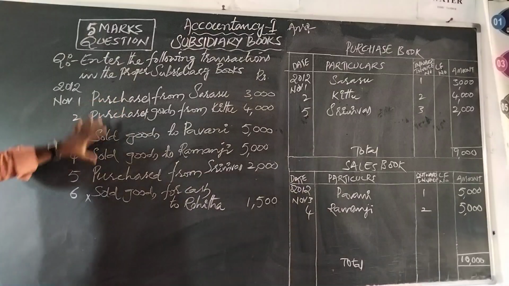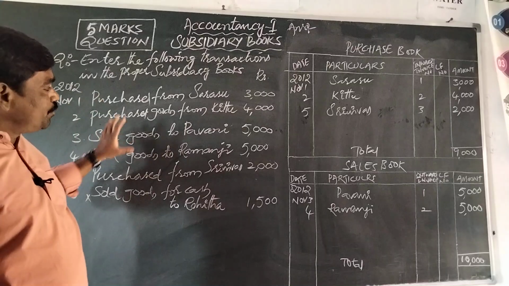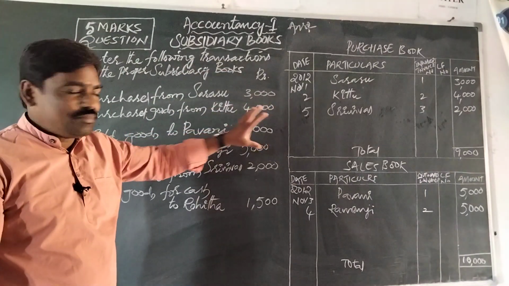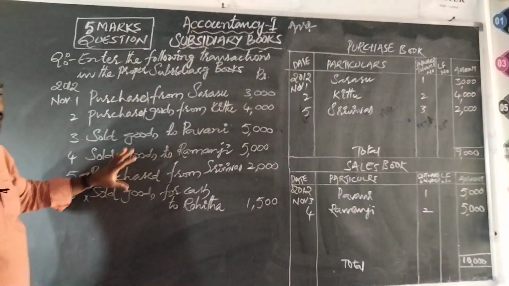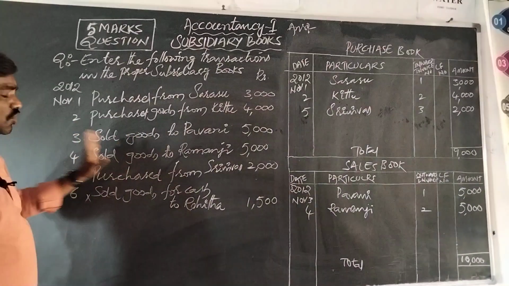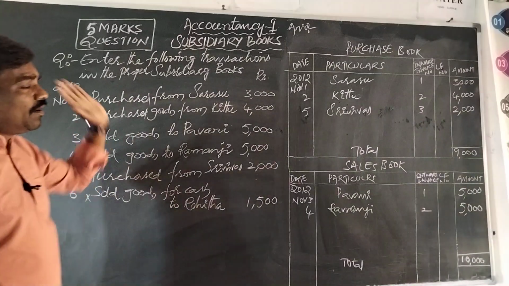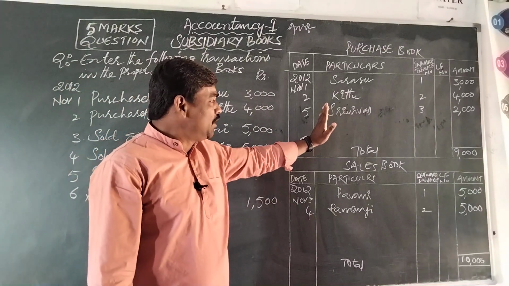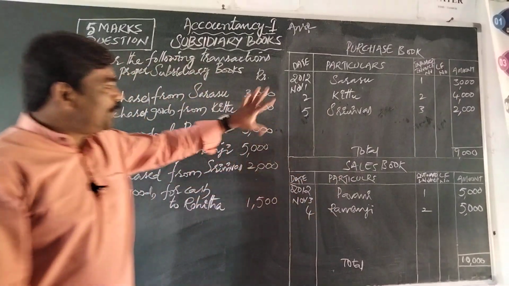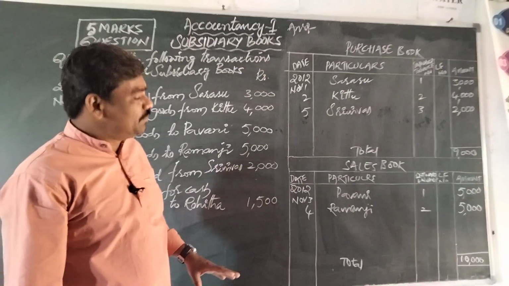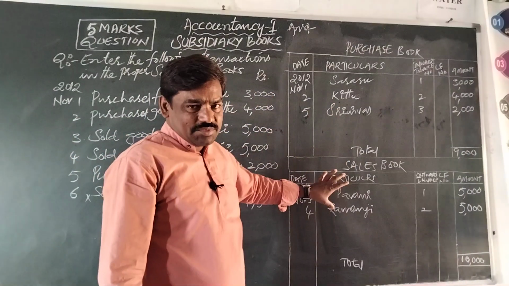Okay, here by observing these transactions we come to the conclusion that we prepare only 2 subsidiary books. One is the purchase book, another is the sales book. Why? Because there are only 2 types of transactions given in this problem: purchase transactions and sales transactions. So we need to prepare only 2 subsidiary books. After preparation of the purchase and sales books, we enter all the information in the concerned subsidiary book.